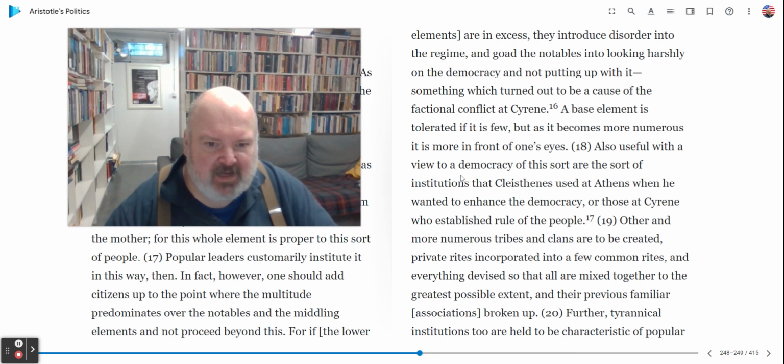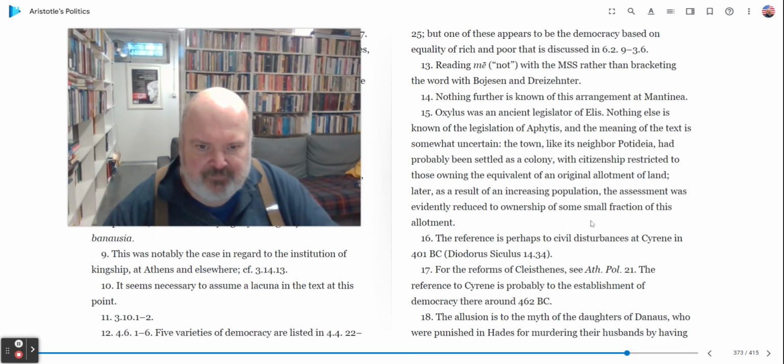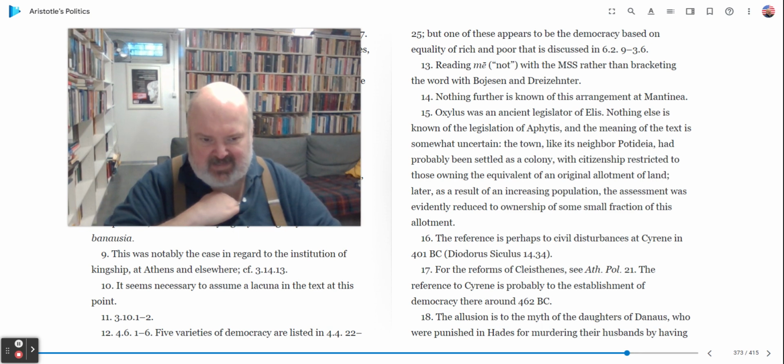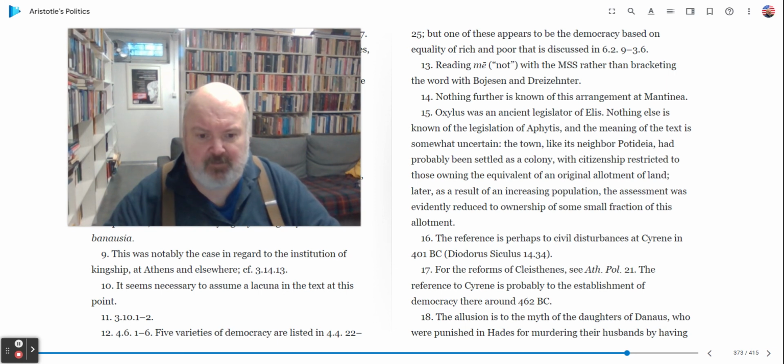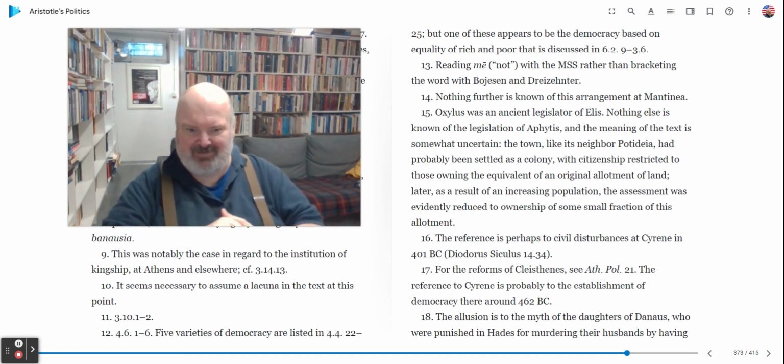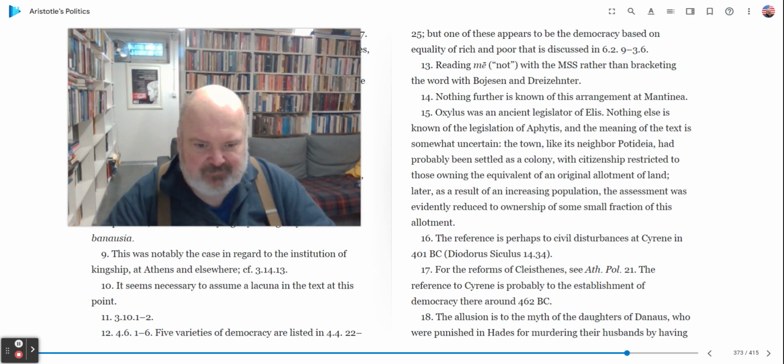Also useful with a view to a democracy of this sort are the institutions that Cleisthenes used in Athens when he wanted to enhance democracy, or those at Cyrene, where the rule of the people was established. For the reforms of Cleisthenes, you should look at Aristotle's Athenian Constitution, chapter 21. It talks about the Cleisthenic reforms. What he did was divide it into cities and tribes. The reference to Cleisthenes is probably the establishment of democracy around 462 BC.